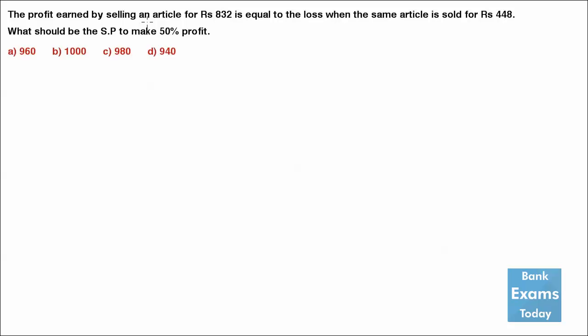The profit earned by selling an article for rupees 832 is equal to the loss when the same article is sold for rupees 448. What should be the selling price to make a profit of 50%? Now let's take the first case. If an article is sold for rupees 832, the profit is equal to the loss when the same article is sold for 448. So in both cases, the profit is equal to the loss, and so we can assume profit and loss as X.